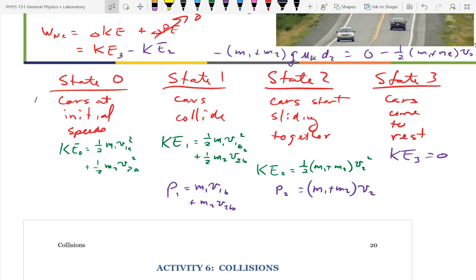Not going to move as much. Which one won't move as much? The heavier one. Okay, the heavier one won't move as much. What's the lighter one going to do? Bounce back, right? Just like if I run into the wall. The wall won't move very much, but I'll bounce back.